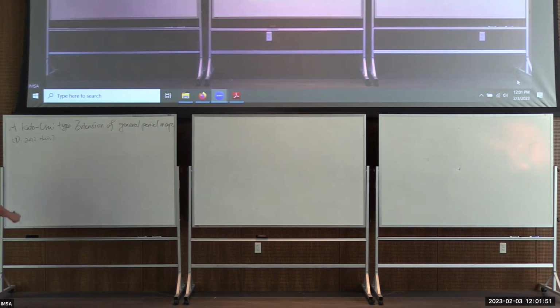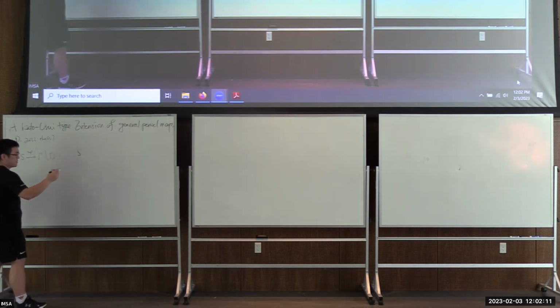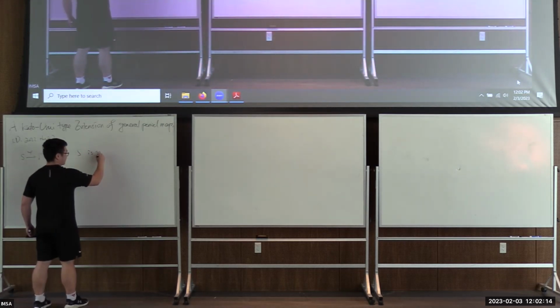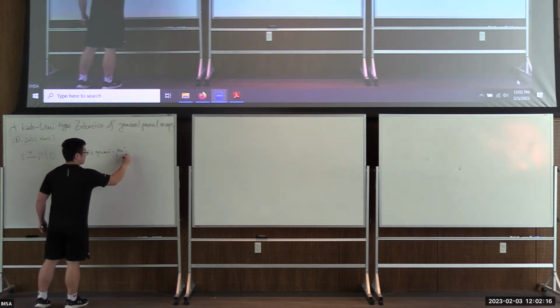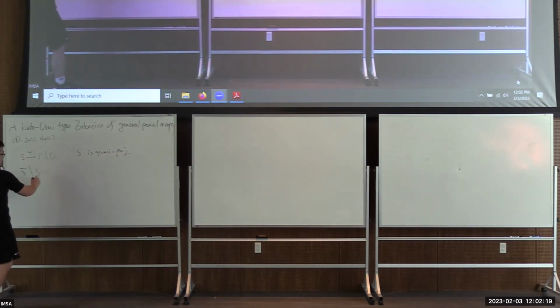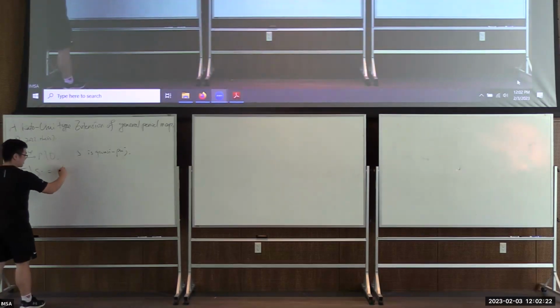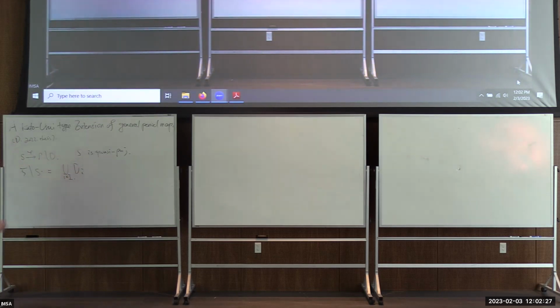Okay, so let me introduce the basic objects I work with in this topic. I'm looking at a general period map, which has the form S to Γ\D, a quotient of some period domain. We assume S is quasi-projective, and we assume that the boundary divisors of S are normal crossing divisors, indexed by some index set I.